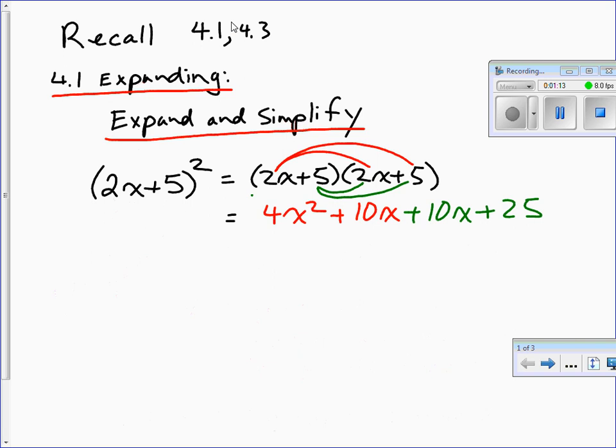Now, once we've done that, we have to collect our like terms, which are the two center terms. So we end up with 4x squared plus 20x plus 25.